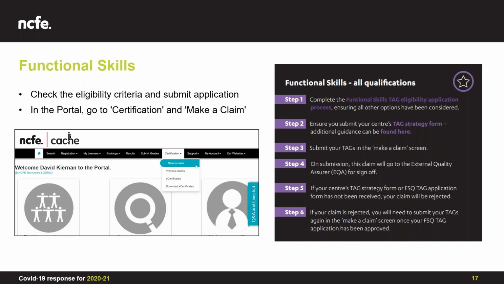The final one I'm going to show you is for functional skills. Remember, functional skills is a B2 category qualification. So tags should only be submitted as a last resort, and if your centre has met the eligibility criteria and completed the relevant application form. Remember, this can be found on the functional skills qualification section of our COVID hub. For tags as well, you need to have made the relevant assessment booking, and then you can use certification and make a claim. So let's look at this one now.